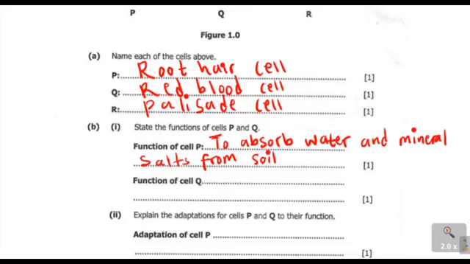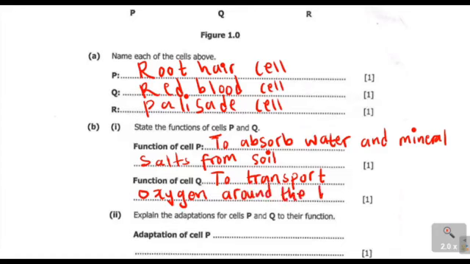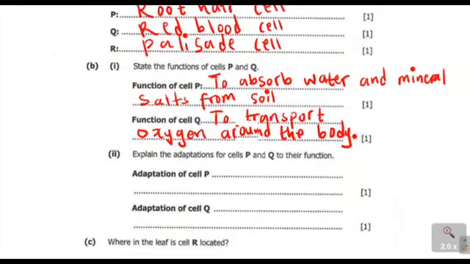Okay, then what is the function of the cell Q? Cell Q, this is the red blood cell. The function of the red blood cell is to transport oxygen around the body. So these were the functions of cell P and cell Q, which is the root hair cell and the red blood cell. So let us now look at our second question.